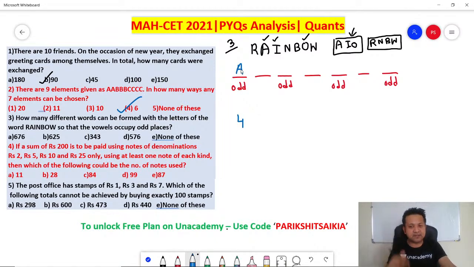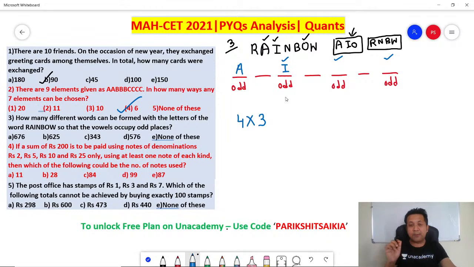Next, let's think about the second vowel. How many options does it have? It can go either in this place or in this place or in this place. So the second vowel has got 3 options. As an example, let's say the second vowel goes here. Okay.